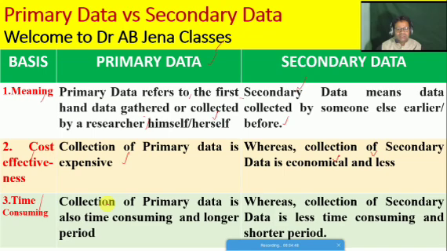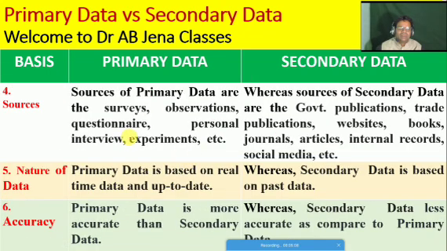Next is time consumption. On this basis, we can easily compare primary and secondary data. Collection of primary data is time consuming and takes a longer period, whereas collection of secondary data is less time consuming and takes a shorter period. Next, friends, we will see the sources. The sources of primary data are surveys, observation, questionnaires, personal interviews, experiments, etc. Through these, the researcher can collect primary data for the research. The sources of secondary data are government publications, trade publications, websites, books, journals, articles, internet records, internal records, social media, etc.